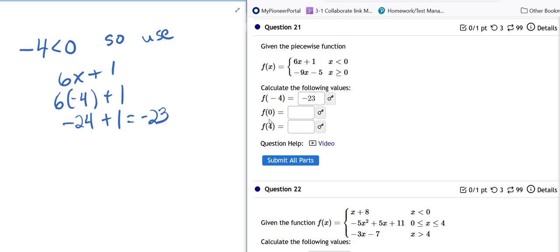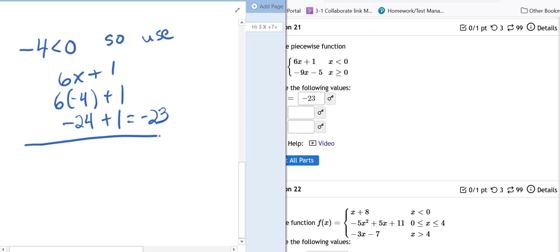Next, they want to find f of 0. So you have to look closely. Right? The top one is less than 0. The second one is greater than or equal to 0. So for 0 itself, you have to use the second one. So -9 times 0 is 0, minus 5 gives us -5.